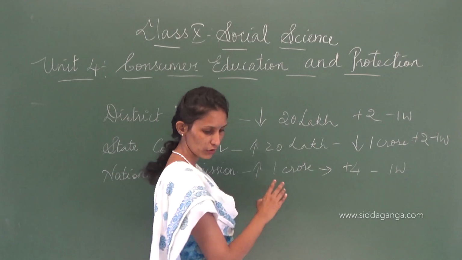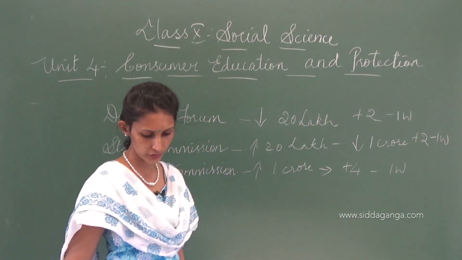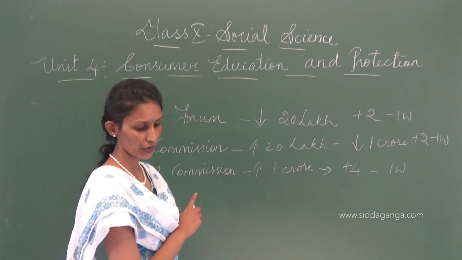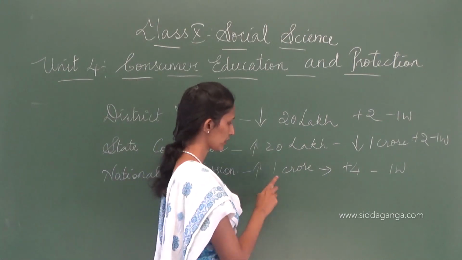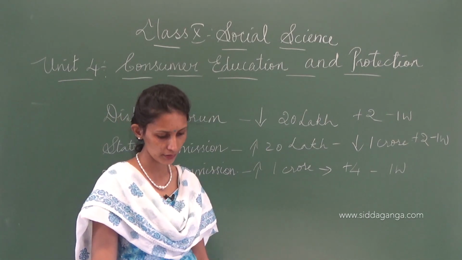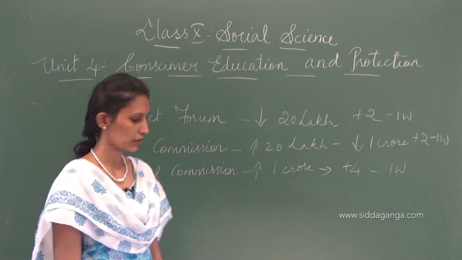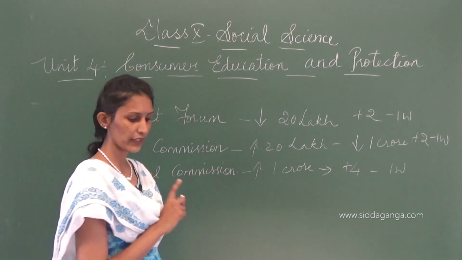In the district forum it is the district judge, in the state it is the high court judge, and here it is the Supreme Court judge, who will be assisted by other members. This takes complaints above 1 crore. So all this is very easy to remember.